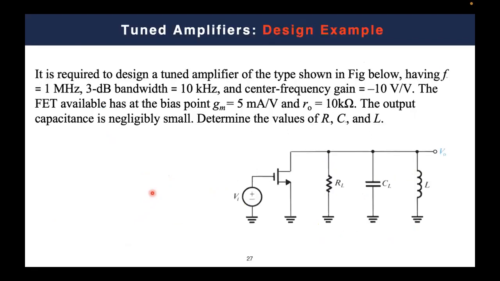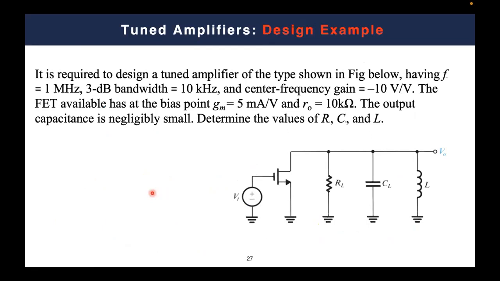You can visit this very interesting numerical example. It is also included in the reference. We can see together here. It is required to design a tuned amplifier of the type shown in the figure below, having a frequency of 1 megahertz. So this should be the target resonance frequency, a 3 dB bandwidth of 10 kilohertz, and a central frequency gain of negative 10. This is the gain.